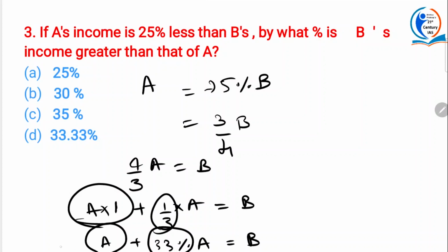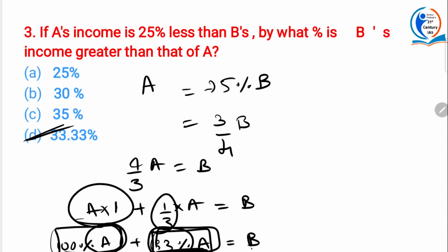Every number is 100% of itself, no? So, instead of writing A, I can write 100% of A also. So, B is this A fellow, and this part is extra. So, B is 33% more than A. That is, B's income is 33% more than that of A's income. So, D is the answer.